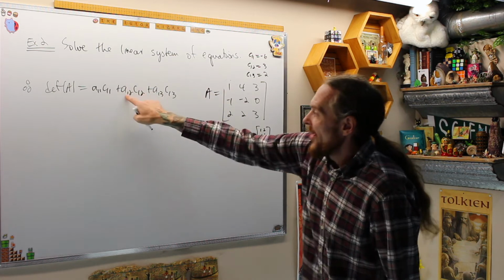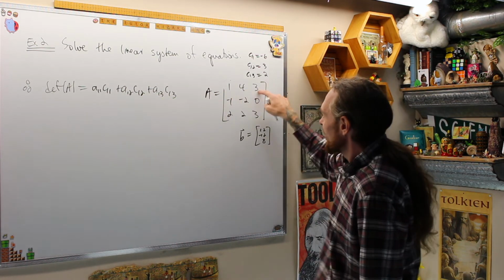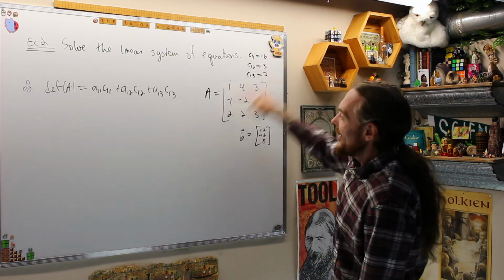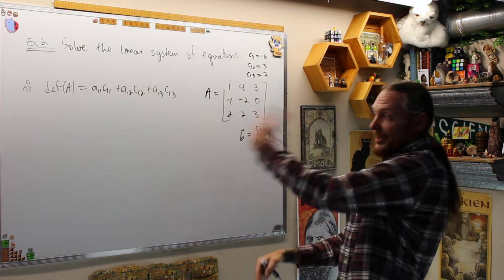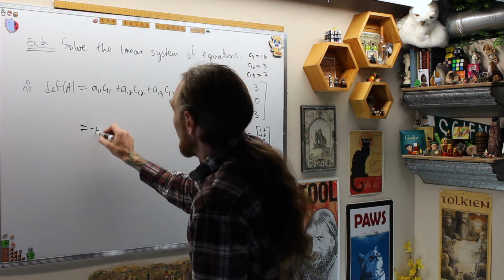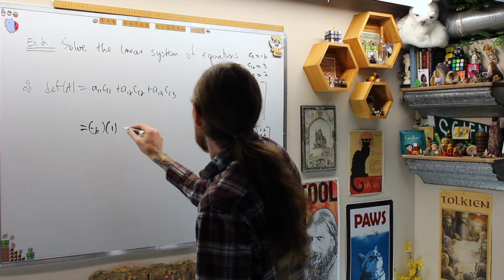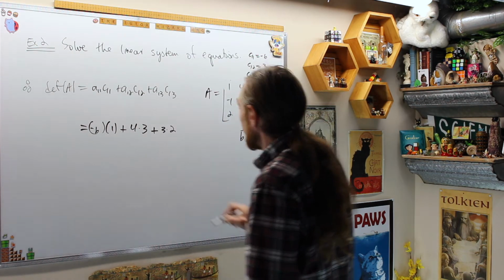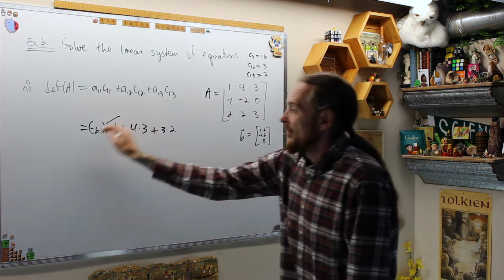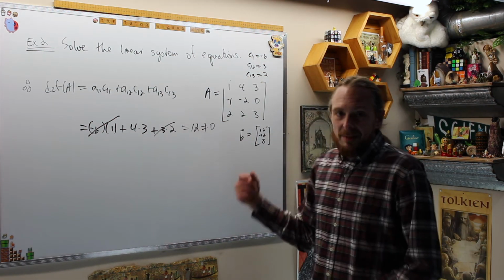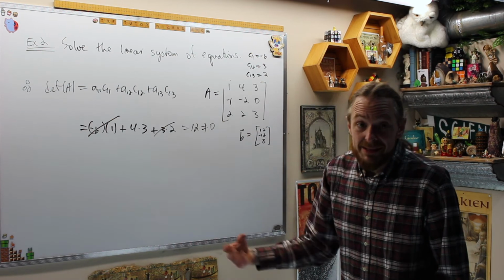A11 is 1, A12 is 4, A13 is 3. C11 is negative 6, C12 is 3, and C13 is 2. Put those in there, stir the pot, we get soup. Determinant soup. This is going to be negative 6 times 1 plus 4 times 3, 3 times 2, which is 12, which is not 0. Because the determinant is non-zero, we know the inverse exists and we can compute it.